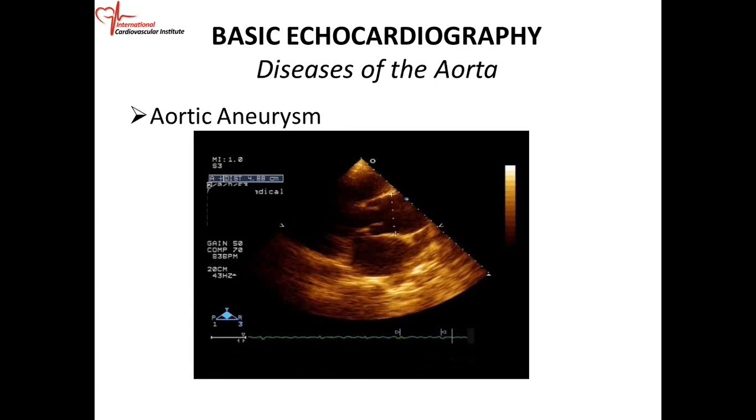Just like anything that's bulging out, it's a weakness in the wall, so the wall can rupture. And if it ruptures, because of the nature of the vessel, and because it pumps so much blood, that patient can bleed out in a matter of minutes. So it's best to do surgery before it ruptures, because if it ruptures, very, very few patients will survive. Okay? So again, you have to do routine measurements.